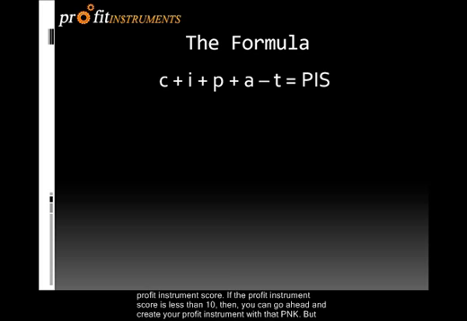If the profit instrument score is less than 10, then you can go ahead and create your profit instrument with that PNK. But the way I recommend is that you keep 10 as the maximum value, and aim for PIS scores between 1 and 5, because getting ranked for those keywords will be a piece of cake. With the techniques I teach you, it will be a piece of cake.